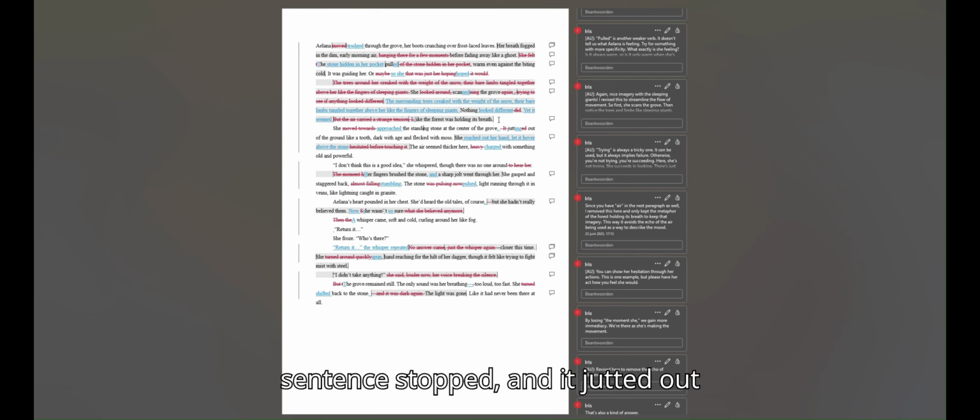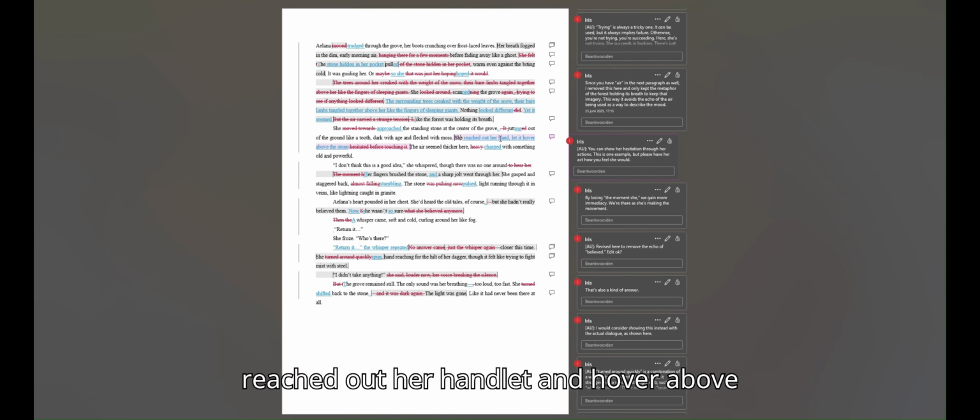And in the original, this is where the sentence stopped, and it jutted out of the ground like a tooth, dark with age and flecked with moss. So instead, I made the sentence longer here because these sentences, so this one, that one, this one, all have very similar sentence length. And when you have sentences with very similar sentence length, it can sound really monotonous. Monotonous? I always struggle with the word. Anyway, it can sound the same too much, and that's not really what you want. So by lengthening this sentence here, we changed the flow of this paragraph. It makes it more dynamic.